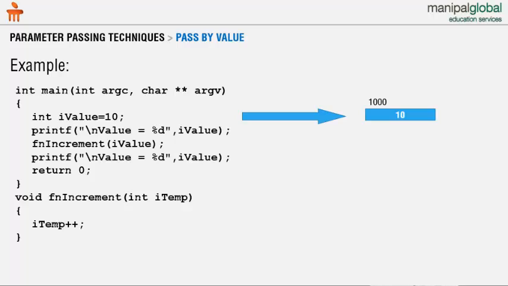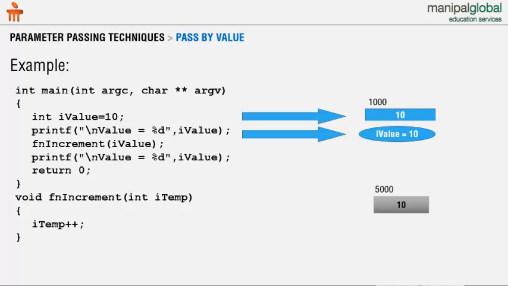Now, the moment we have set ivalue equal to 10, in the location address, let's say 1000, ivalue is defined, 2 to 4 bytes of memory based on how many bytes an integer requires is allocated, and 10 is assigned into that memory. ivalue equal to 10. If you print the value here, ivalue is equal to 10. Now, we are calling the function fnincrement with the parameter ivalue. Value of ivalue right now is 10. So, control goes to the function fnincrement.